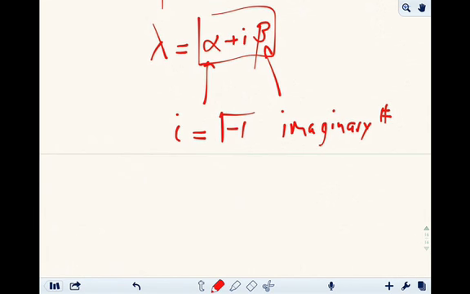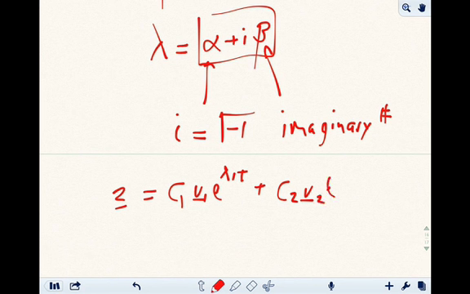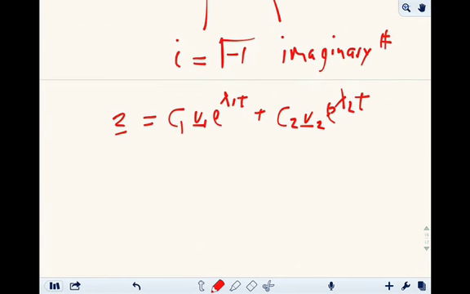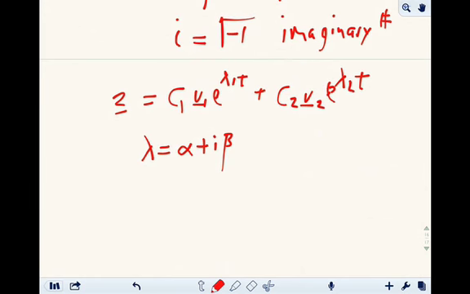Now, how does this lead to having oscillatory behavior? Remember again, our general solution looks like this. z of t, z which is our state vector, equals C1 V1 e to the lambda 1 t plus C2 V2 e to the lambda 2 t. For a complex number, lambda equals alpha plus i beta, we can use Euler's formula to see what happens when we put this in the exponent. Remember, these are the transient terms. These are the important ones.